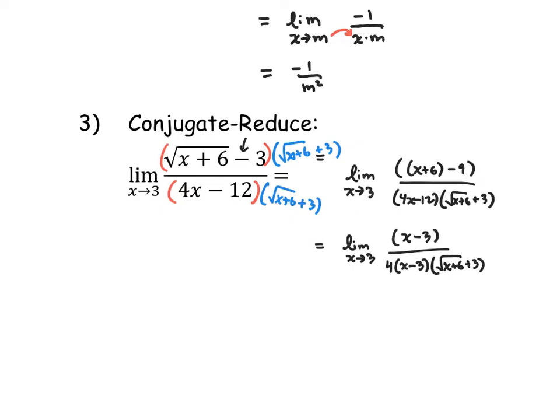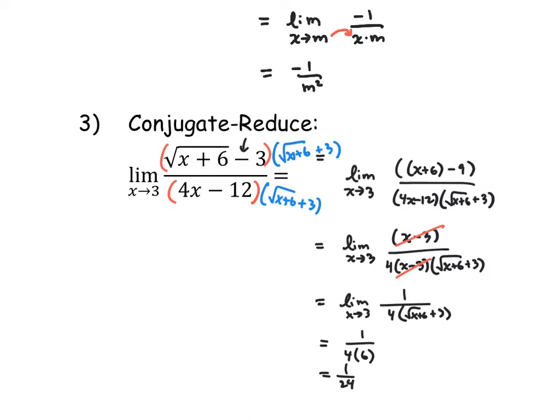All right, so you're going to see then that the discontinuity disappears. So this will be the limit as x approaches 3 of 1 over 4 times the quantity square root of x plus 6 plus 3. When we evaluate, I plug in a 3 for x, which makes this 1 over 4 times the square root of 9 plus 3, which is 6. So our answer, when we evaluate, is 1 over 24.